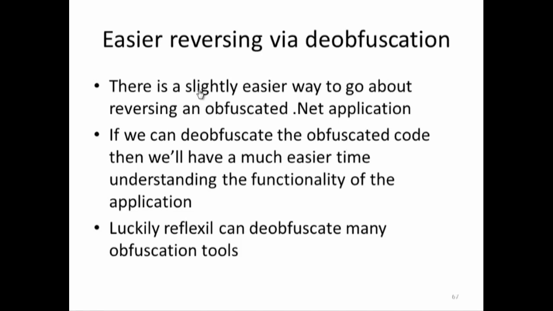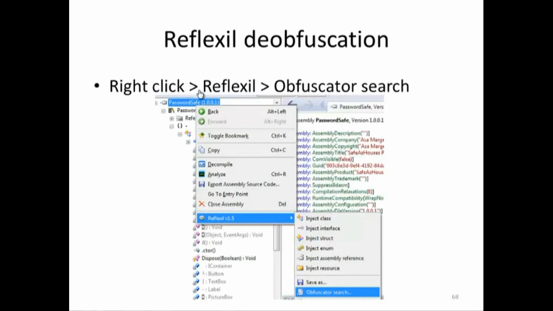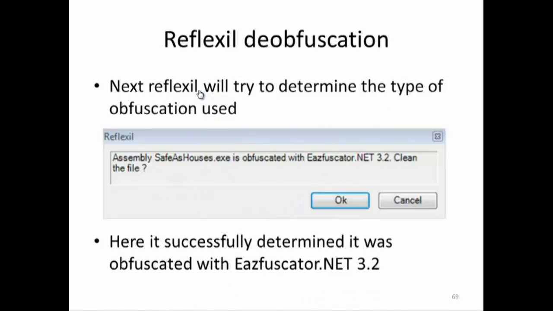And luckily, Reflexil can deobfuscate many obfuscation tools. It's easy. All you do is right-click, Reflexil, obfuscator search. And next, Reflexil will try to determine the type of obfuscation used. Here it did. It found us. Hey, this is obfuscated with Eazfuscator. Would you like to deobfuscate it? And just click OK.